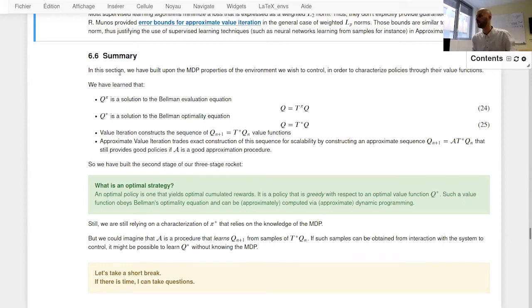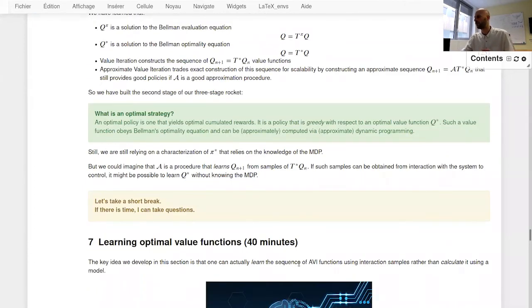Remember, the first stage was defining what an MDP was. Still, we're relying on a characterization of π* that relies on the knowledge of the MDP, because in order to solve the optimality equation, I need to know the transition and the reward models. I need to know the rewards, I need to know the probabilities. But on the other hand, we could imagine that A is a procedure that learns Q_{n+1} from samples of T*(Q_n). If such samples were obtained from interaction with the system to control, then we might have a possibility to learn Q* without knowing the MDP and instead sampling these experience samples from the MDP. This is exactly what we will tackle in the final part of this notebook.